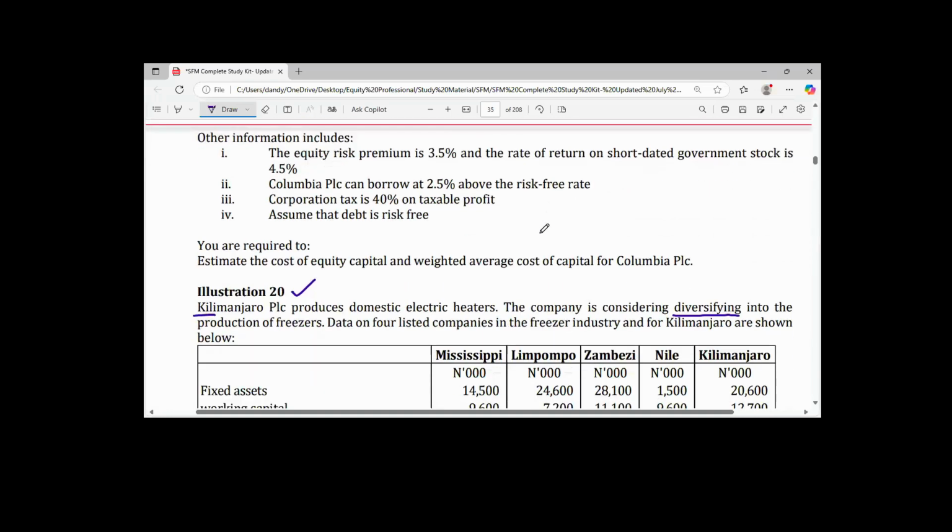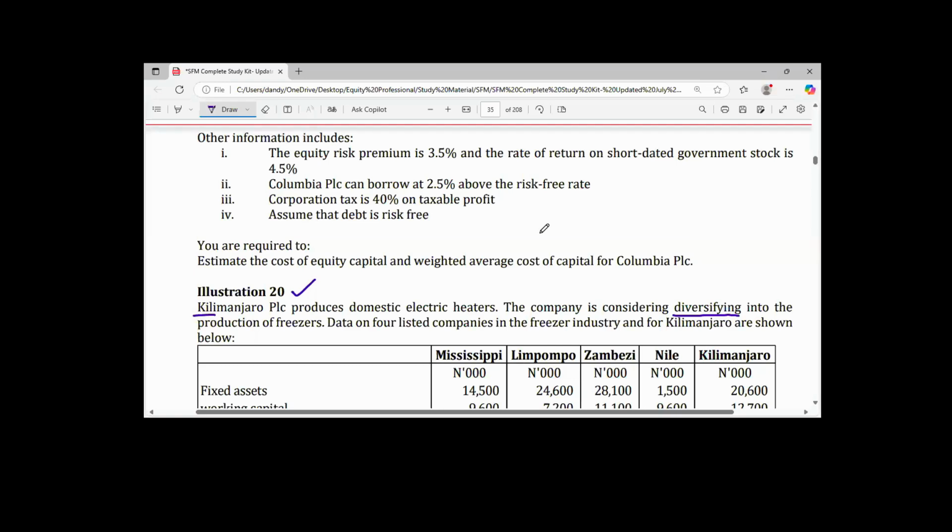Other information includes: A. The equity risk premium is 3.5% and the rate of return on short-dated government stock is 4.5%. B. Columbia PLC can borrow at 2.5% above the risk-free rate. C. Corporation tax is 40% on taxable profit. 4. Assume that debt is risk-free. You are required to estimate the cost of equity capital and weighted average cost of capital for Columbia PLC.